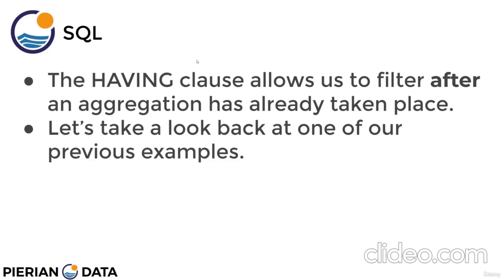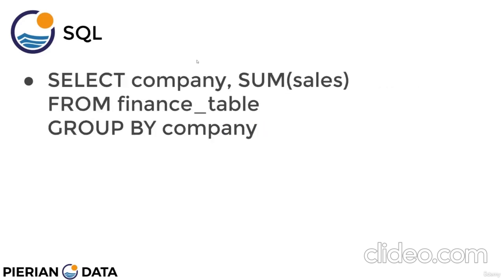Welcome back, everyone. In this lecture, we're going to discuss the having clause. The having clause allows us to filter after an aggregation has already taken place, so it comes after a group by call. Let's take a look back at one of our previous examples. Let's imagine this very simple query where we're selecting some sort of company column and then taking the sum of the sales column from some financial table where we group by company. So we're aggregating sales per company.